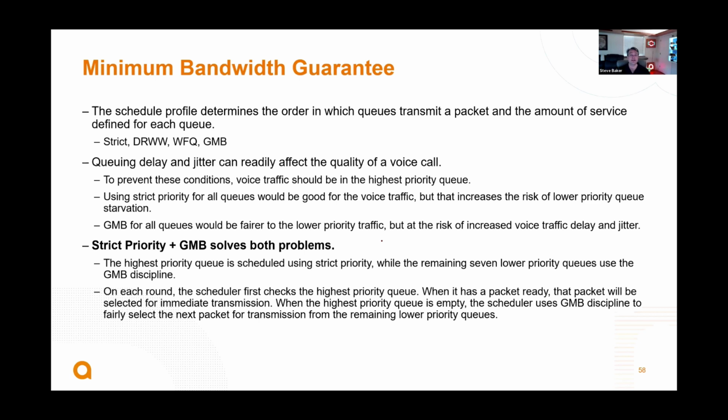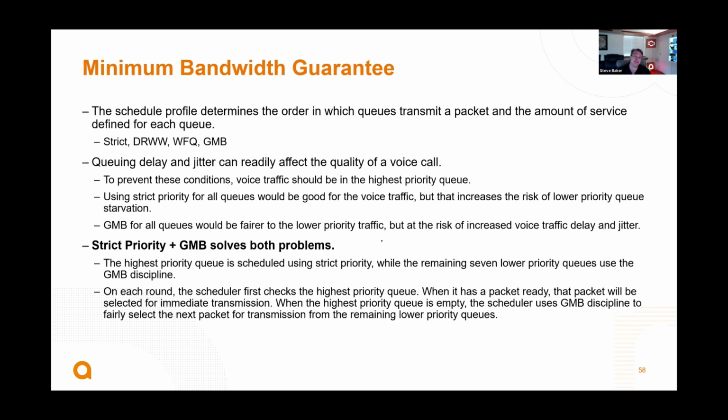A little bit more about minimum bandwidth guarantee. So the schedule profile is used to determine the order in which queues actually send packets. And of course, depending on the model of the switch you're using, those schedule profiles may be strict, DWRR, weighted fair queuing, guaranteed minimum bandwidth. And take note that queuing delay and jitter can really affect the quality of things like voice calls. So to prevent these conditions, voice calls are typically placed in the highest priority queue, right? And using strict priority for all queues might be good for voice traffic, but that does really increase the risk of starvation because lower priority queues may actually be taking that bandwidth.